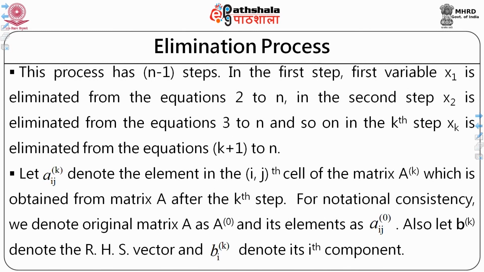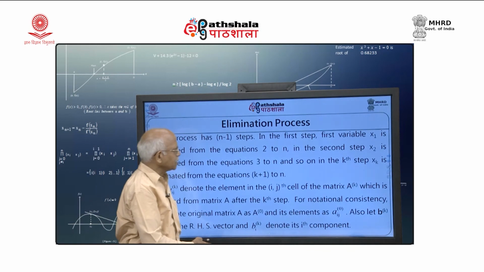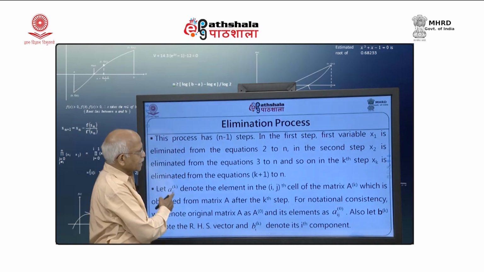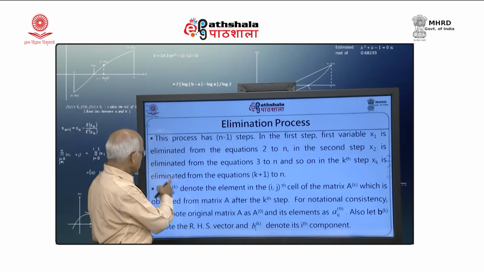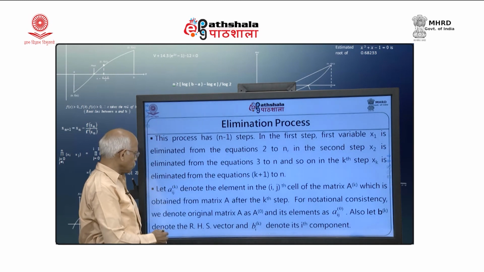This process has n minus 1 steps. In the first step, the first variable x 1 is eliminated from equations 2 to n. In the second step, x 2 is eliminated from equations 3 to n, and so on. In the kth step, x k is eliminated from equations k plus 1 to n.